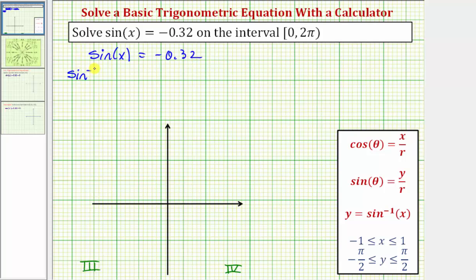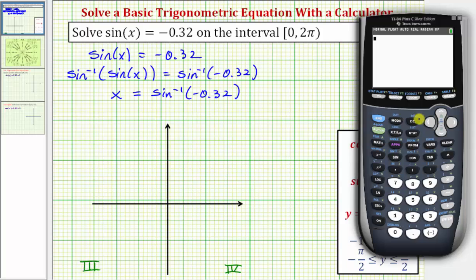So we'd have inverse sine or arc sine of sine x equals inverse sine or arc sine of negative 0.32. So notice on the left side, inverse sine of sine x simplifies perfectly to just x because inverse sine and sine undo each other. On the right side, we have inverse sine or arc sine of negative 0.32. So from here, we'll go to the calculator.